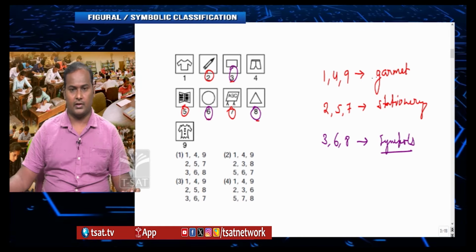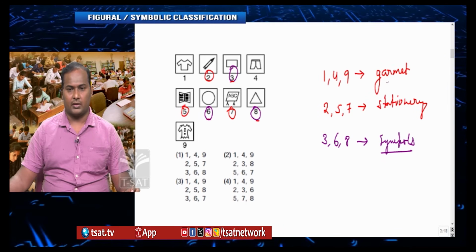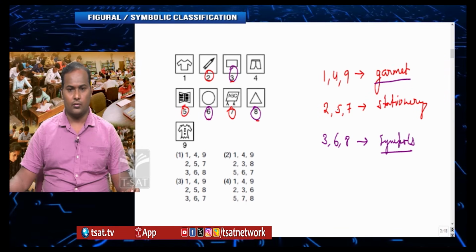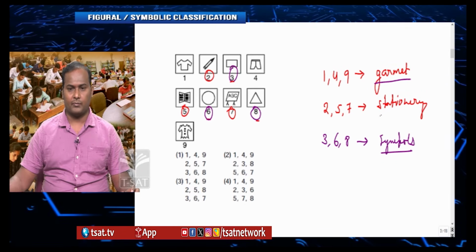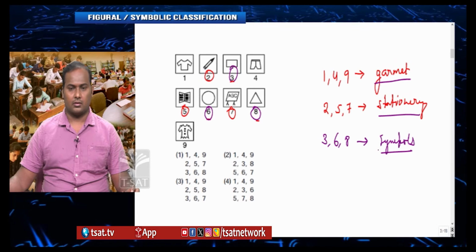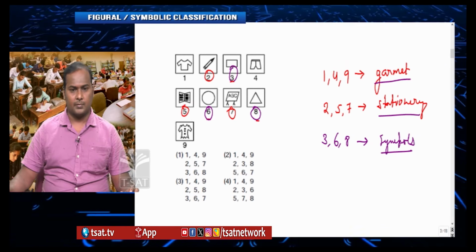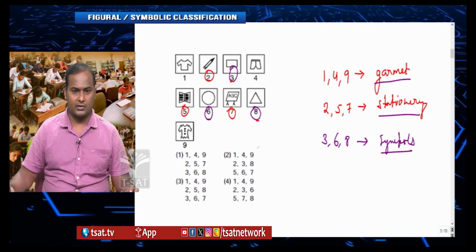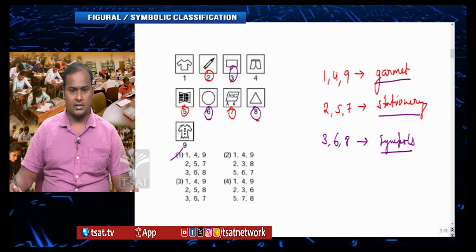So this is the classification. 1, 4, 9 is classified based upon the character of garment. 2, 5, 7 are grouped based upon the character of stationery, and 3, 6, 8 are grouped based upon the characters of symbols of geometry. So let's try to check the options. So option 1 is the answer.